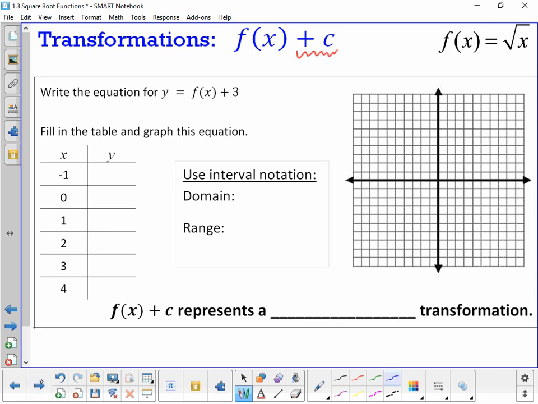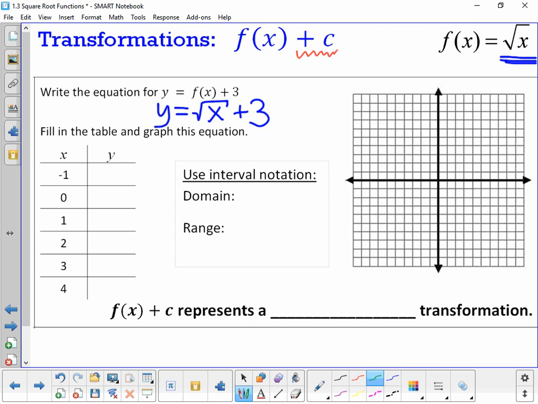Well, our function that we're focusing on today is a square root function. So in particular, we want to see what happens if we take the square root of x, that's our function, and we add 3 to it. So you can use a calculator to fill in this table since we kind of know what this shape looks like, but I want to use a table of values to graph it the first couple of times.